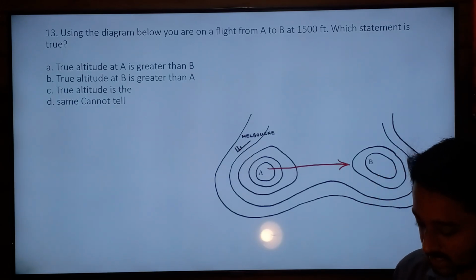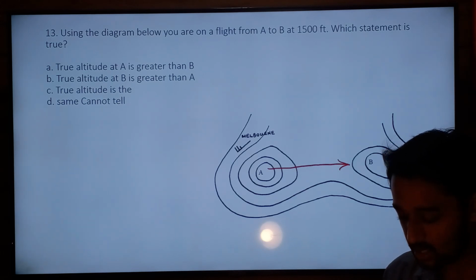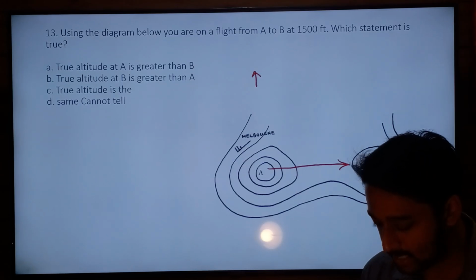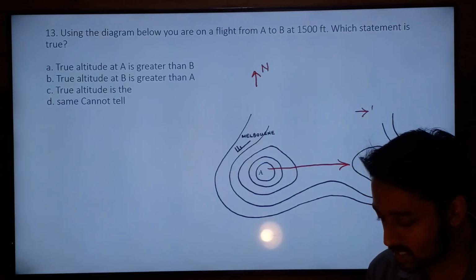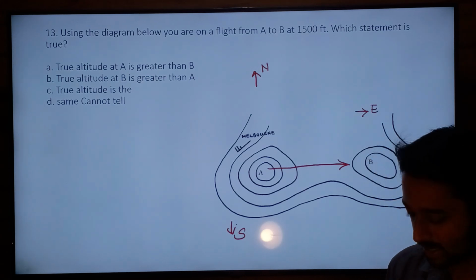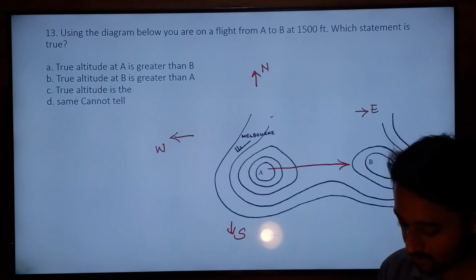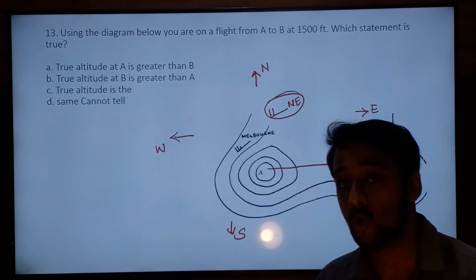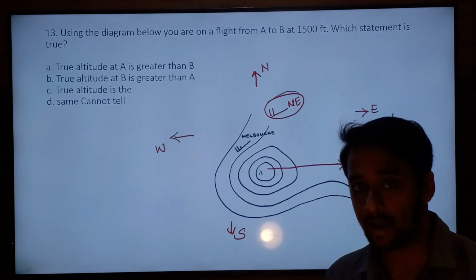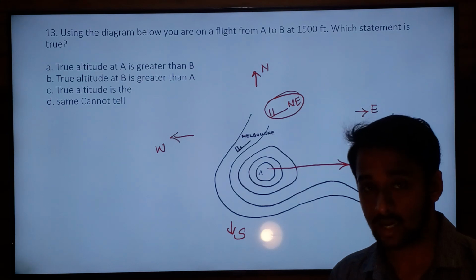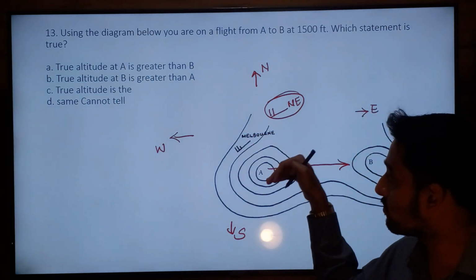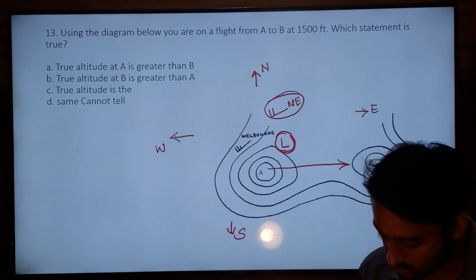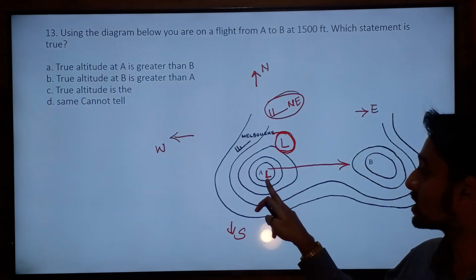Next point. Now how to determine what the atmospheric pressure is at location A and at location B. Here they have given the wind, which is coming from the northeast. Melbourne is in the southern hemisphere, so we have north here, east here, south here and west here. Now this wind is coming from somewhere in the northeast. According to Buys Ballot's law, we will have low pressure to the left hand side of the wind. So that means we have low pressure at location A.